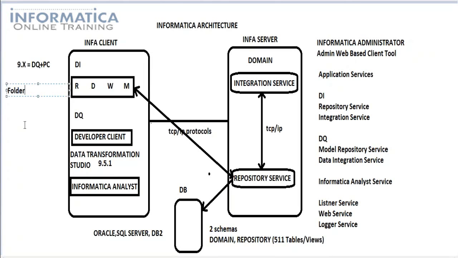You create the folder. When you create the folder and save it, the repository service will pick that metadata into the repository database. That is the reason all the repository tables are present here. Understand? So let's say you have created a folder called sales. When you click on save, the repository service, which acts as the interface between the client and the repository database, will bring that sales metadata and store it into this repository database.